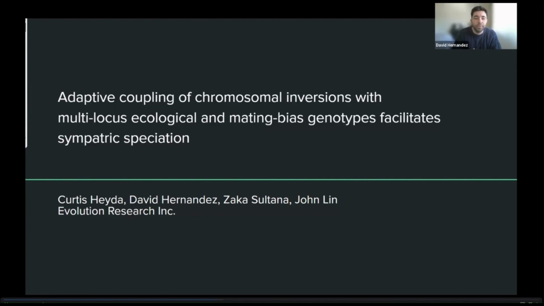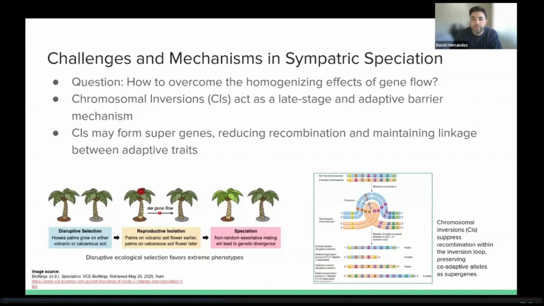My name is David, and today I'll be discussing a theoretical model and an interactive app that we developed to explore how chromosome inversions might couple with ecological and mating bias multilocus genotypes to promote reproductive isolation in sympatric speciation. Our group is looking to develop a complete mechanism to show how sympatric speciation can occur. And one of the questions we'd like to answer is how can we overcome the homogenizing effects of gene flow?